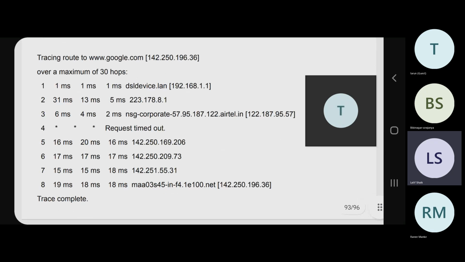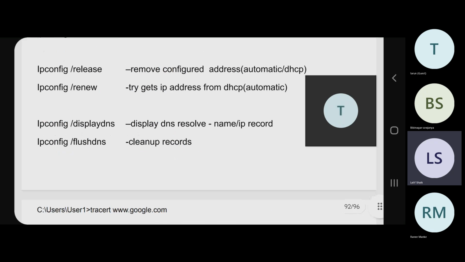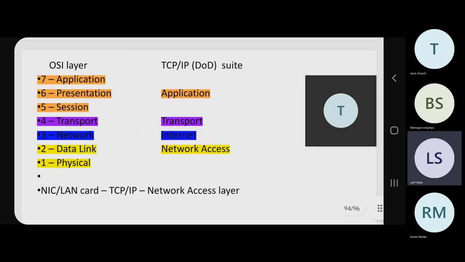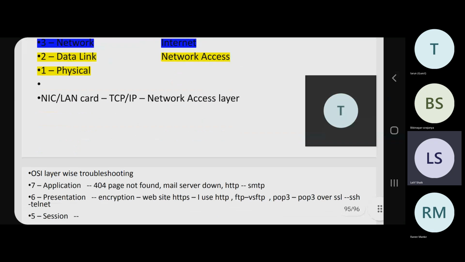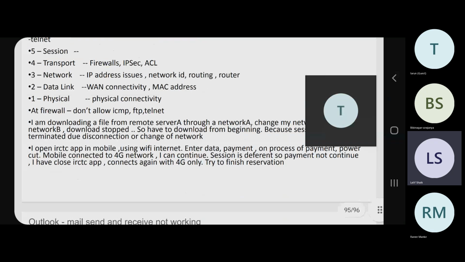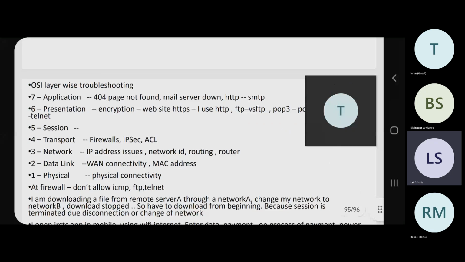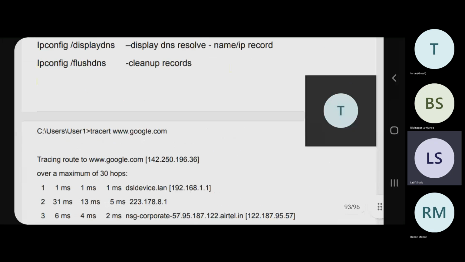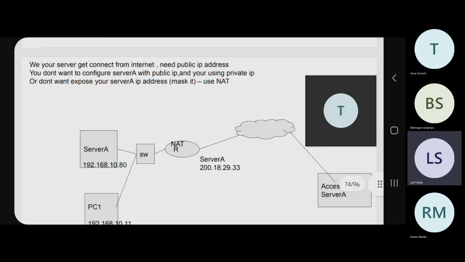Okay, then there are other commands like ping and traceroute. They match like the OSI and TCP/IP models. Troubleshooting with the ping command and OSI layers and other troubleshooting things. Okay. So these are all we are going to learn, guys.